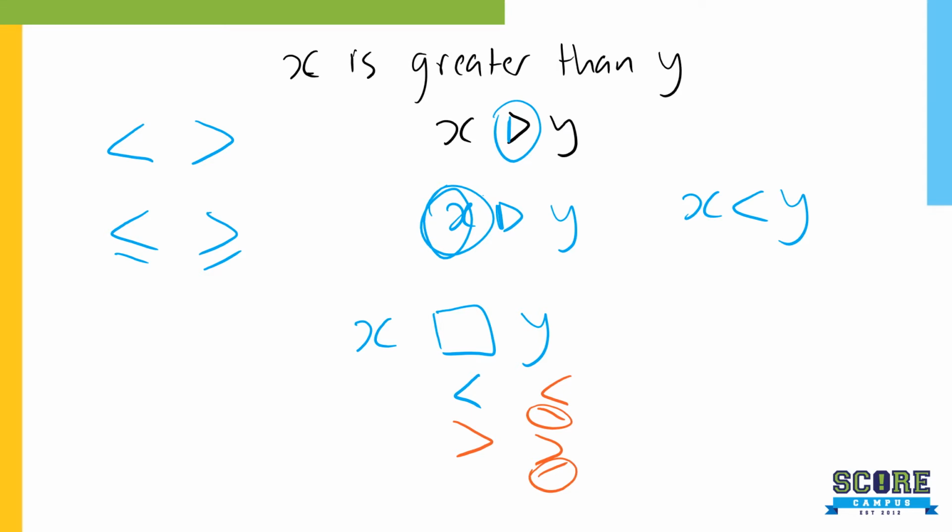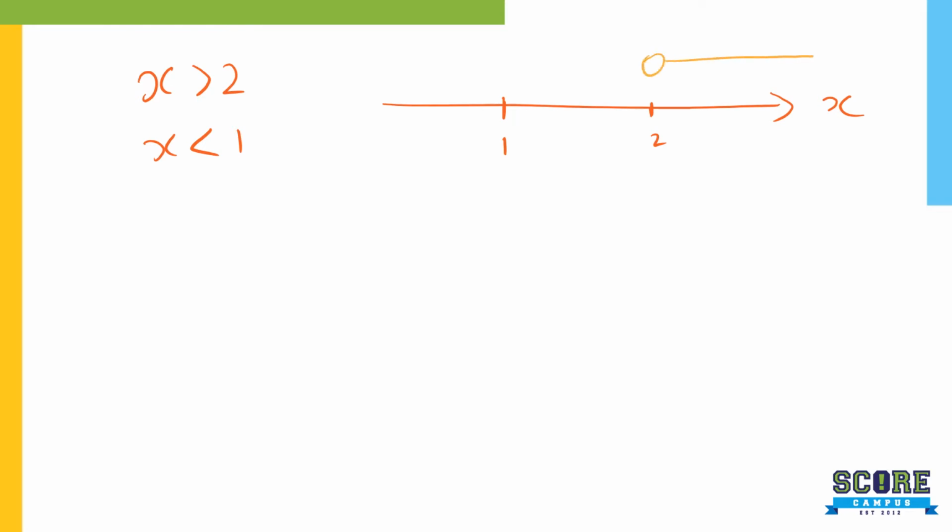Okay, now let me represent this in a number pattern. If I have an inequality x greater than 2, another one x smaller than 1, let's represent this on a number line. So this is x, I have 2, I have 1. Because x is greater than 2, x will take the values greater than 2. Because x is smaller than 1, x will take the values smaller than 1.